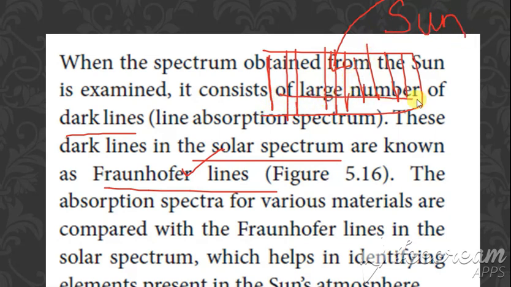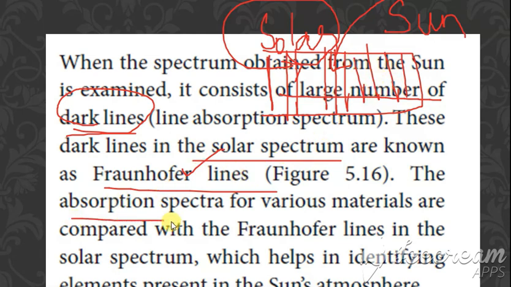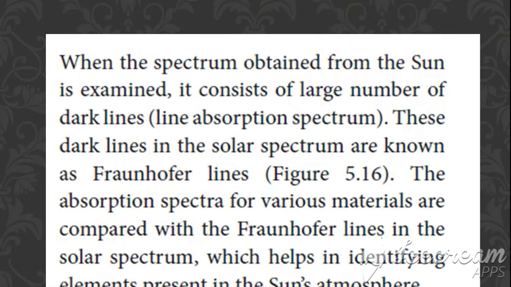When you examine the spectrum from the sun, what happens, it consists of a large number of dark lines. In which spectrum are those dark lines? This is the solar spectrum. So why are we saying it is the solar spectrum? Because it has been obtained from the sun, it is called the solar spectrum. So if you view this solar spectrum, we'll have dark lines, and those dark lines are called what? Fraunhofer lines. Okay, the absorption spectrum for various materials are compared with the Fraunhofer lines in the solar spectrum. So we always just compare the absorption spectrum with the Fraunhofer lines, they have said. Okay, so clear with this? What is Fraunhofer lines? Yes, thank you.